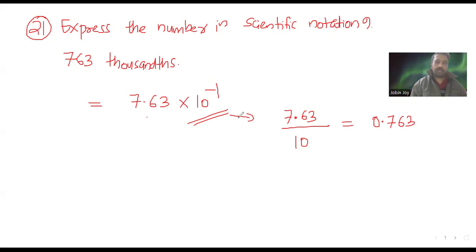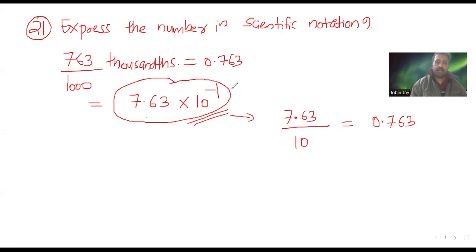So 7.63 into 10 raised to minus 1 is 7.63 divided by 10. That means I will shift this decimal to here. That means 0.763. So 763, what is 763 divided by 1000? This will be equal to 0.763. Okay, this way of writing is called scientific notation. We will be using this type of exponential form. So the answer is 7.63 into 10 raised to minus 1.